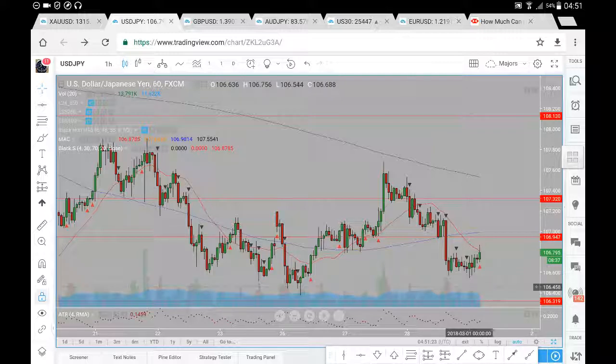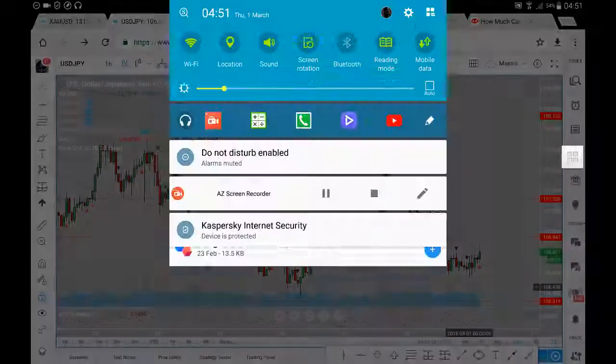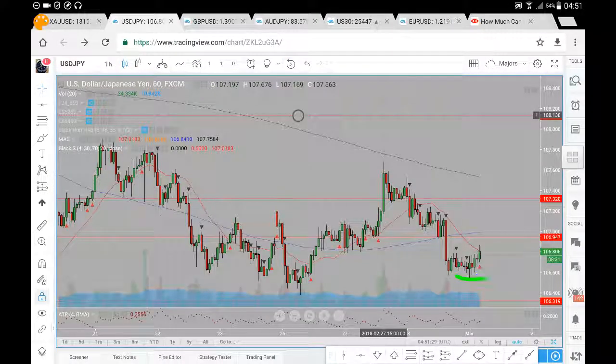Our most recent low is in around the 106.50. If we continue to hold the 106.50, we would be expecting prices to head up towards a test of that 106.94, where we do have the added confluence of the 200 period moving average.